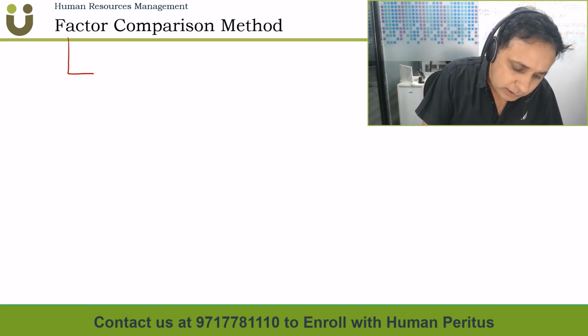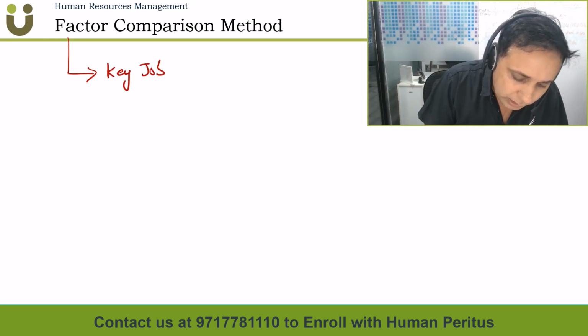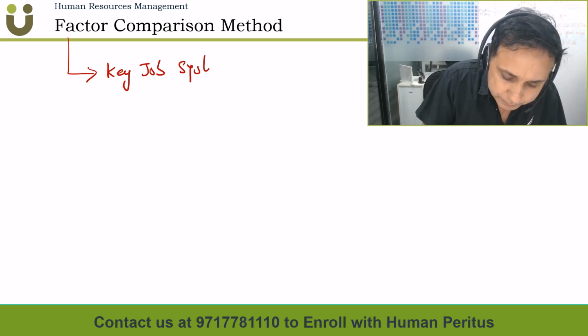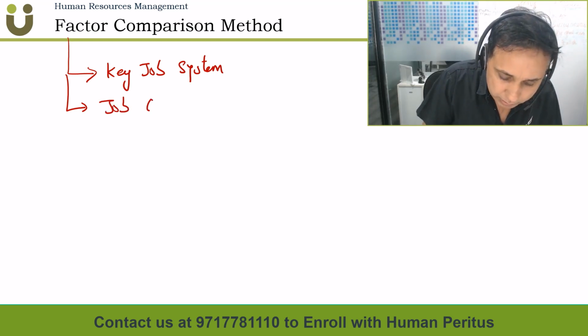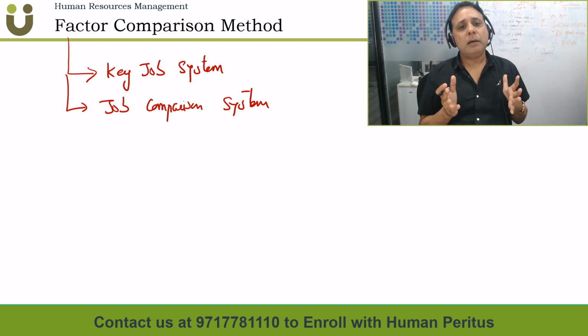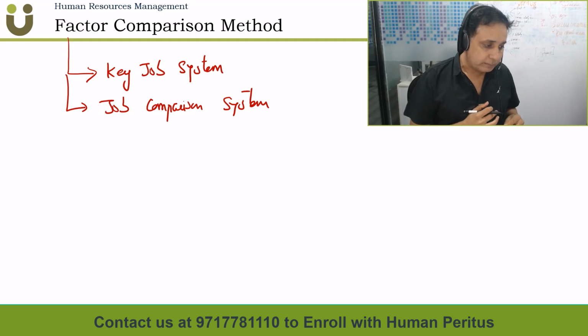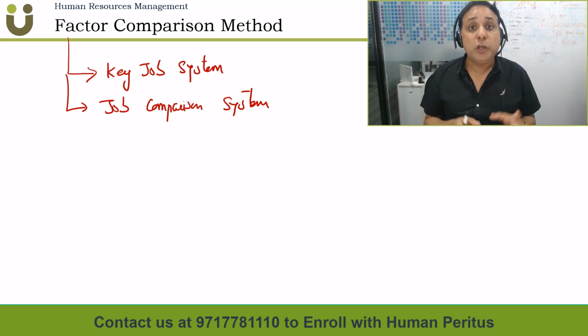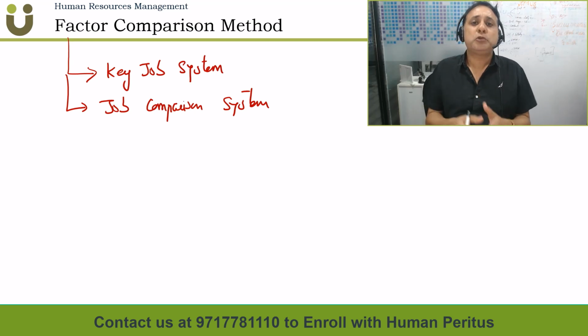So guys, before I start, this method is also known as key job system, and another name of this method is job comparison system. So this is nothing but a better version, or a modified version, of point rating system. Another thing which is new about this is that in this we do not find the worth of a job independently, which you used to do till now.